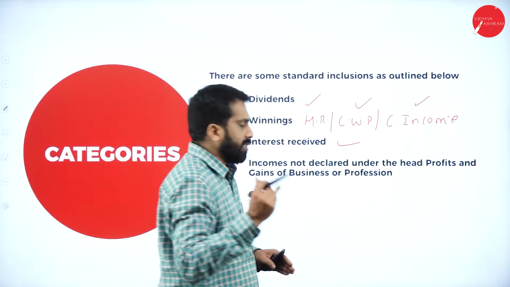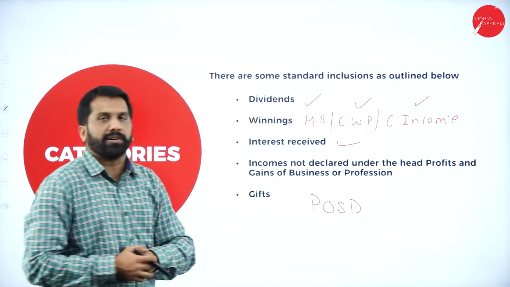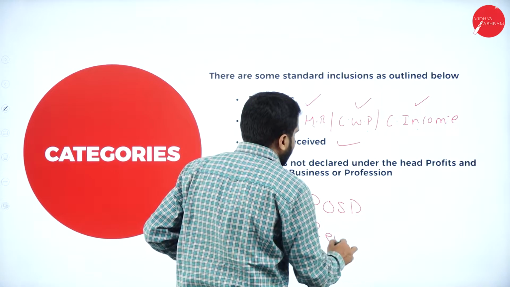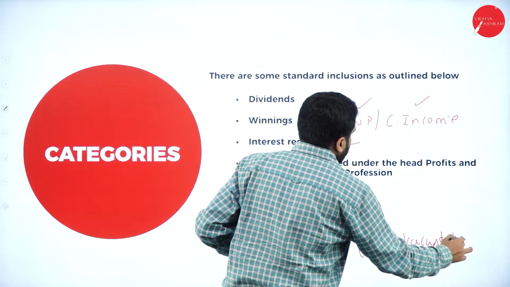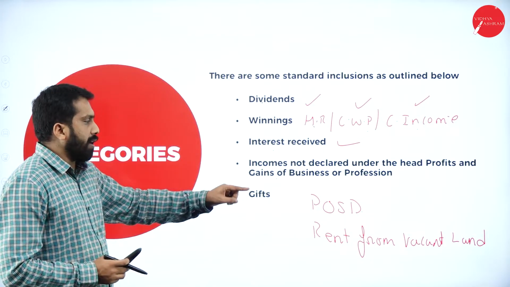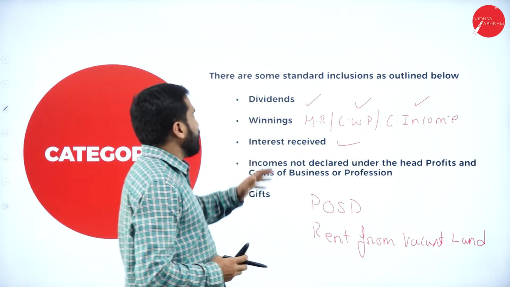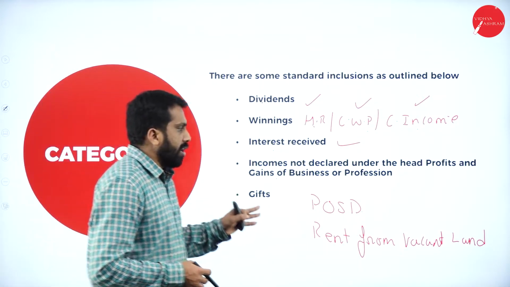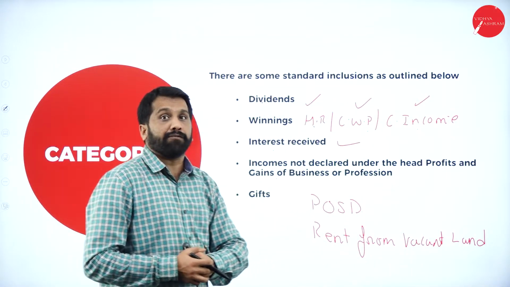Other than this, we still have 3 more, like post office saving deposit, which also comes under income from other source, and rent from vacant land. Rent from vacant land also comes under income from other source. So these are the things which come under income from other source. You are supposed to write 10 items.